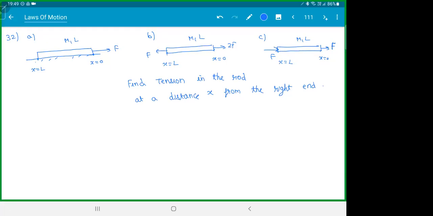Nah, Adrit. That is wrong. Think about it. If someone is pulling you and pushing you from the back, your hand will be stretched, but your backside is getting compressed.